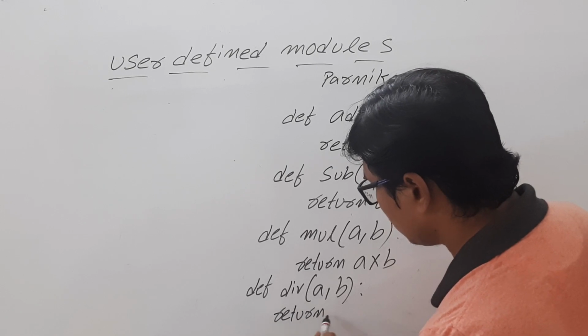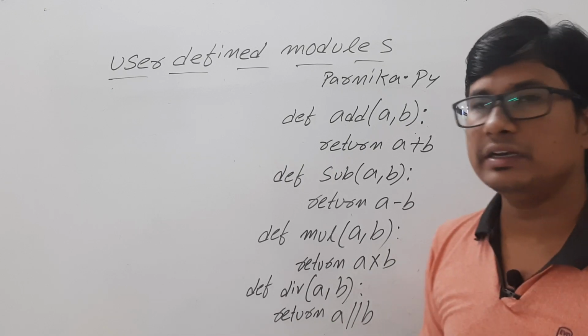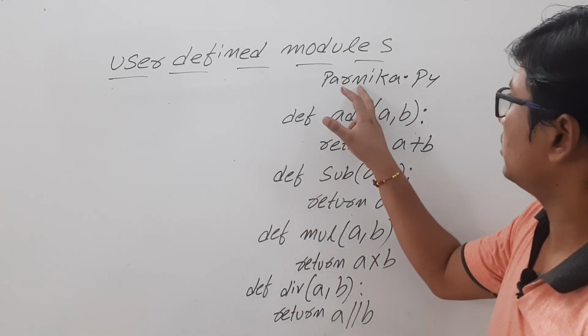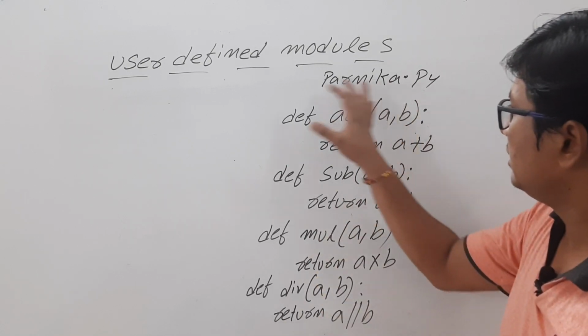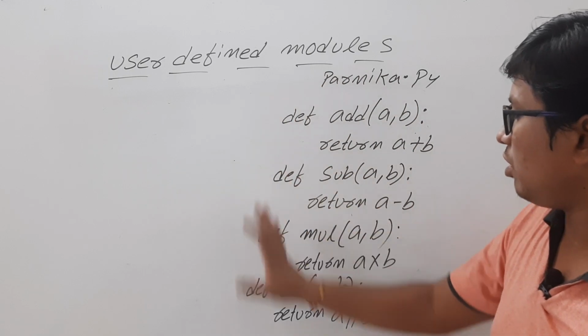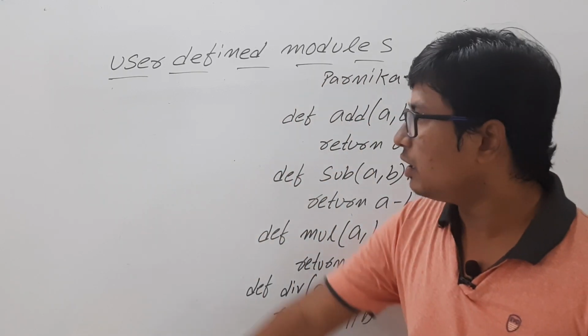So how will you do integer division? a by b, like this. So this will return an integer division. So this is one Python program you have written, Parnika.py. In that program you have written all the user-defined functions called add, sub, multiplication and division. Now what will I do?